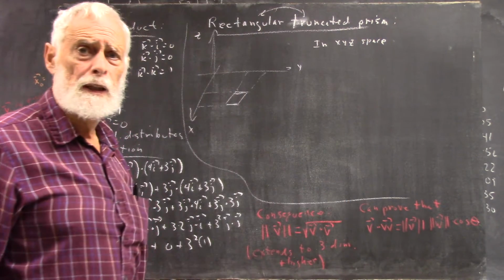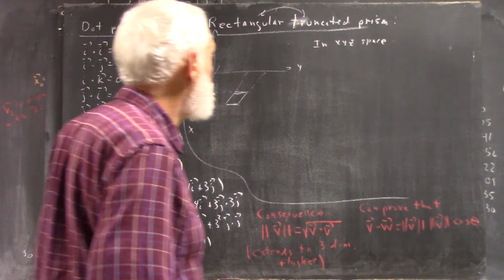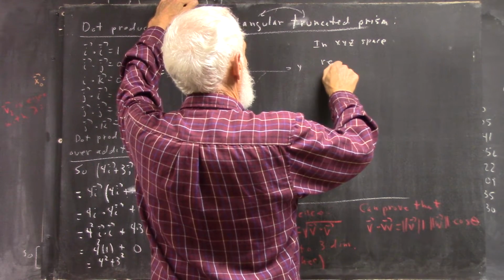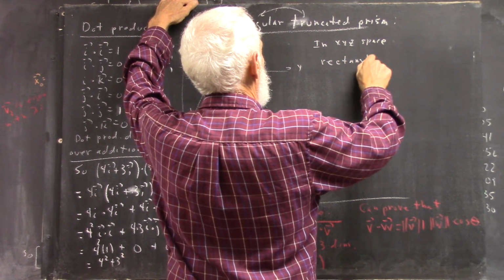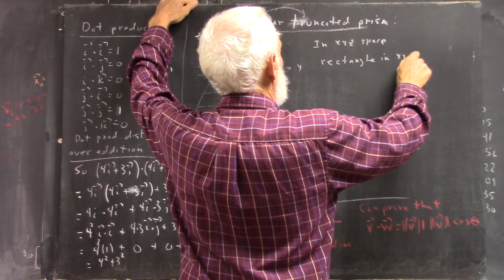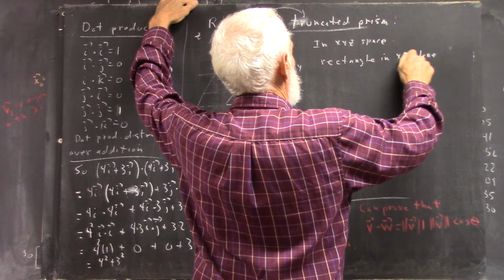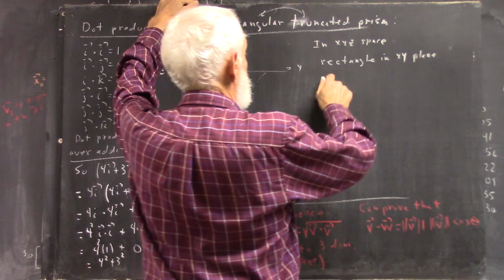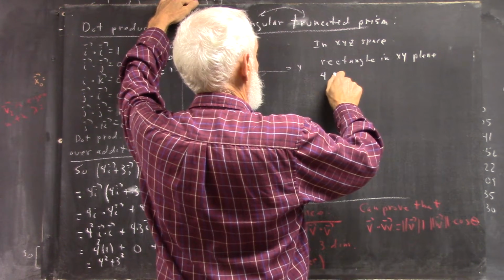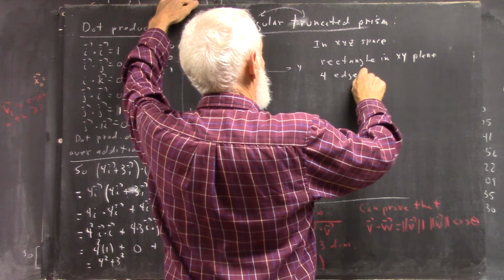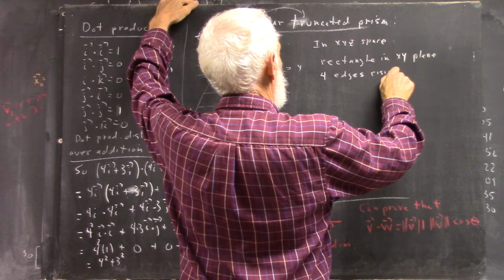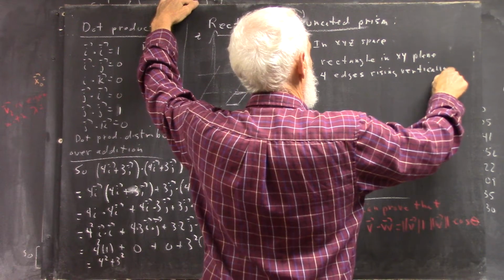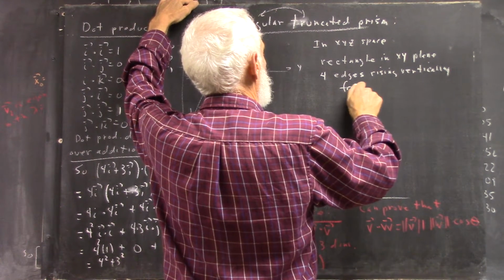In XYZ space, am I recording this? Yeah, it looks like I am. Okay. In XYZ space, we're going to have a rectangle in the XY plane, right? And four edges rising vertically from its vertices.